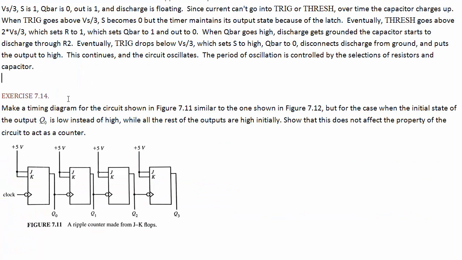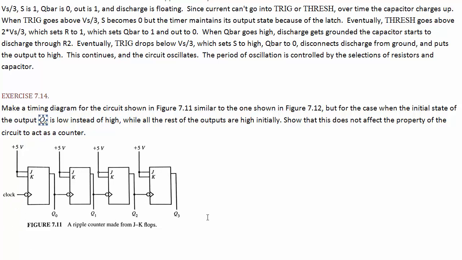First exercise for the end of this section: make a timing diagram for this ripple counter we looked at, similar to the one that we made before, but now imagine that the output Q0 is initially low instead of high. Show that this doesn't actually affect the property of the circuit to act as a counter. We're just starting at a different position in the counting. Really do it, give it a shot. These circuits are kind of confusing, and it just takes time spent thinking about it to figure out how it works.